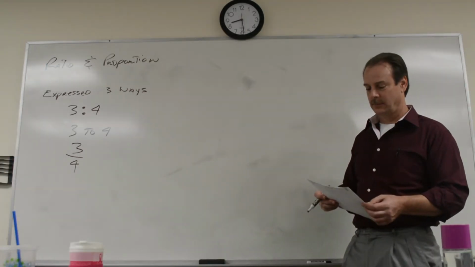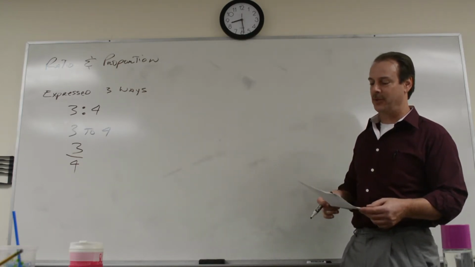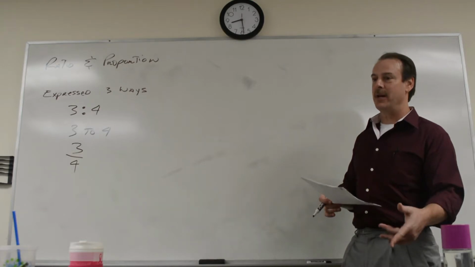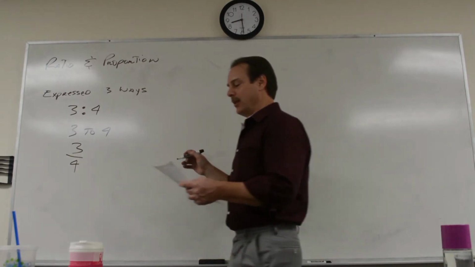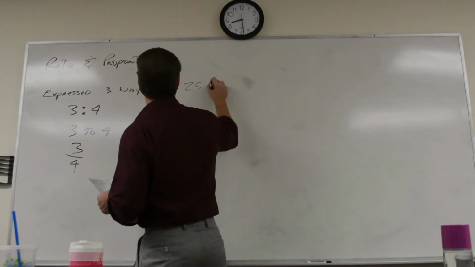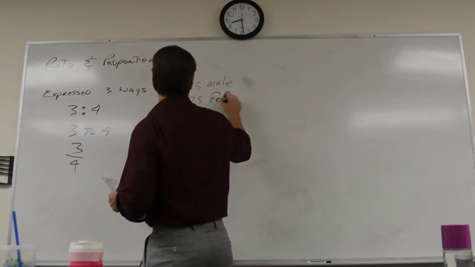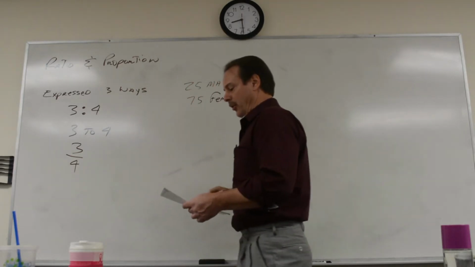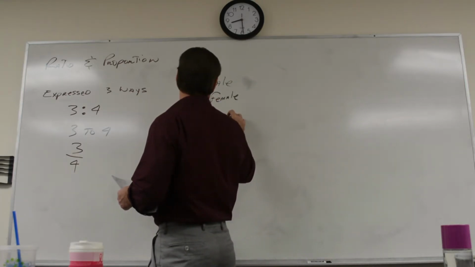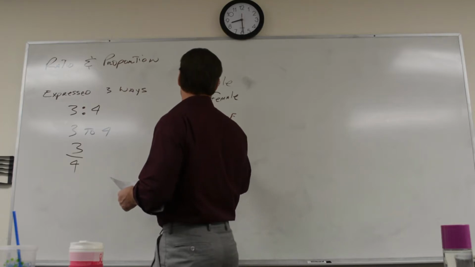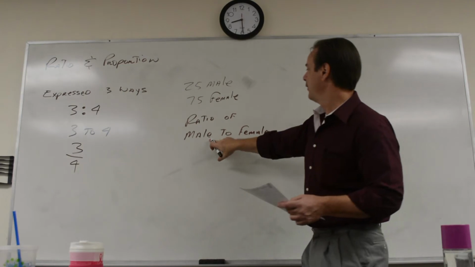Okay. Let's do a word problem. I'm not going to write it all down, but I'm just going to tell you what it is. It says there's 25 male students and 75 female students. What is the ratio of male to female? So let's write down the critical information. 25 male, 75 female. Now they want to know the ratio of male to female.